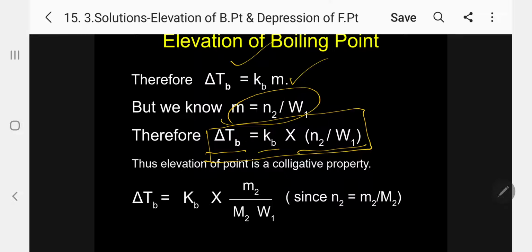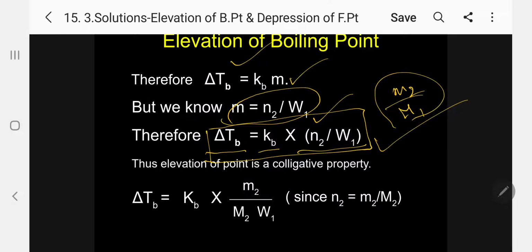Thus, elevation of boiling point is a colligative property. Why? Because any property which depends on the number of particles of the solute we call a colligative property. Here n2 is nothing but m2 by capital M. So it depends upon the mass, the number of moles, kindly follow, particles. So it depends on the number of particles. Therefore it is a colligative property. Delta Tb depends on n2, so it is a colligative property.